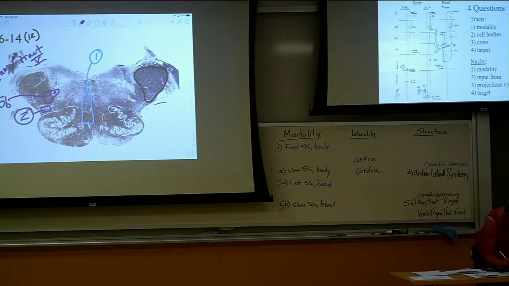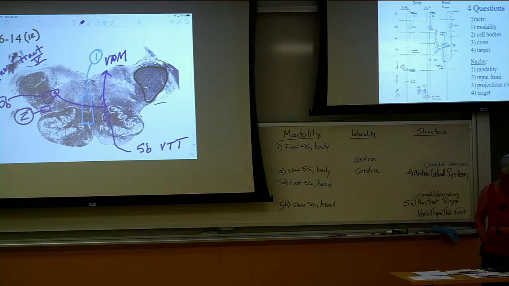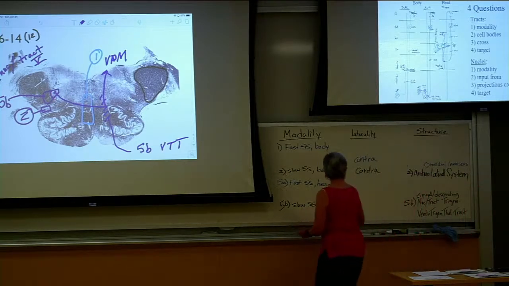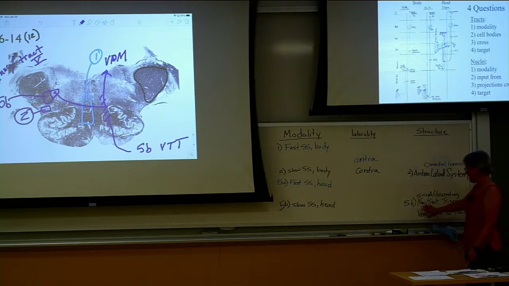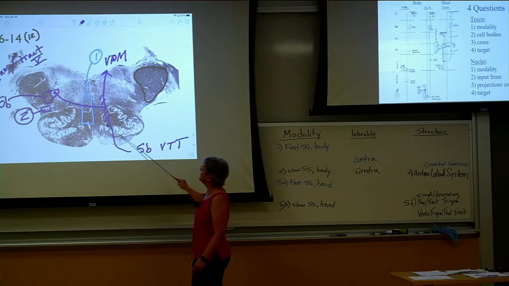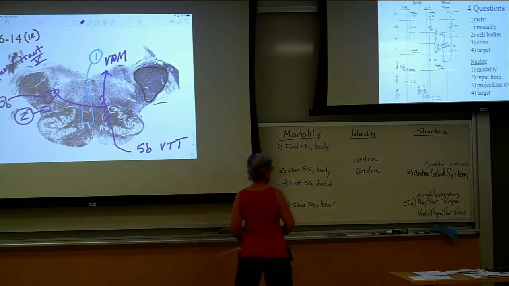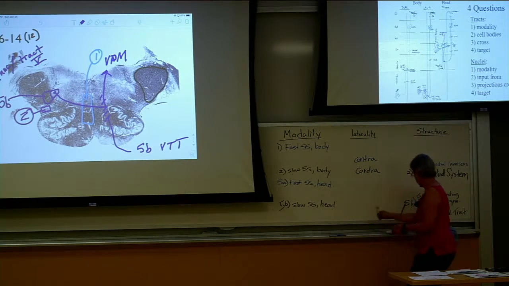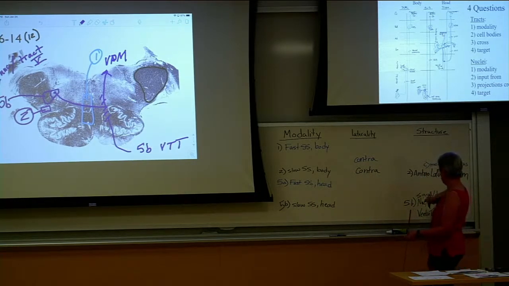And these higher order neurons are still sending their axons across the midline to run in VTT. And they're heading to the ventral posteromedial nucleus of the thalamus. So again, nothing has really changed here. Running in VTT, heading on up to VPM. And looks like I didn't fill in this information here.